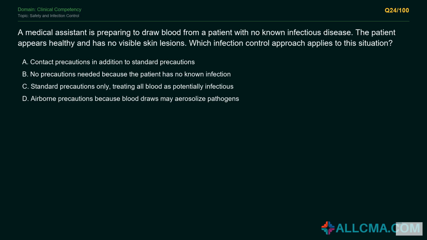Option A, contact precautions in addition to standard precautions. Option B, no precautions needed because the patient has no known infection. Option C, standard precautions only, treating all blood as potentially infectious. Option D, airborne precautions because blood draws may aerosolize pathogens.